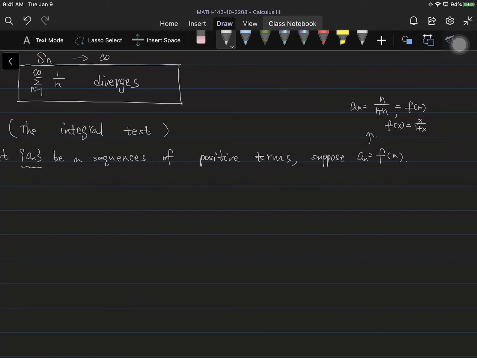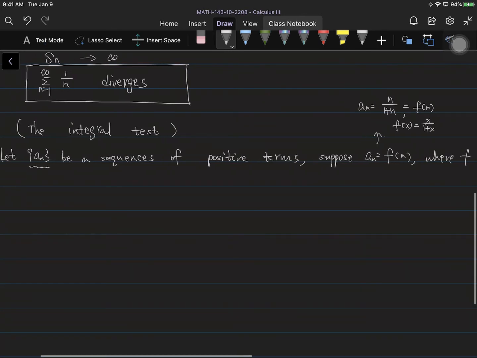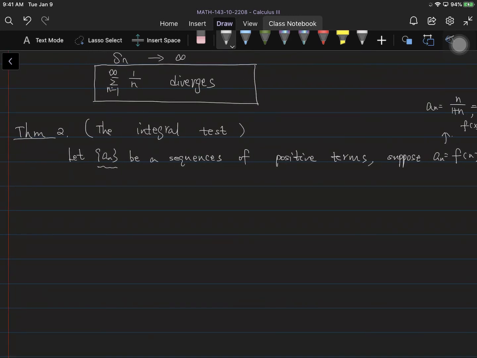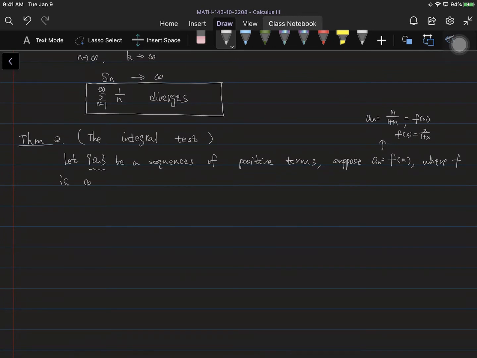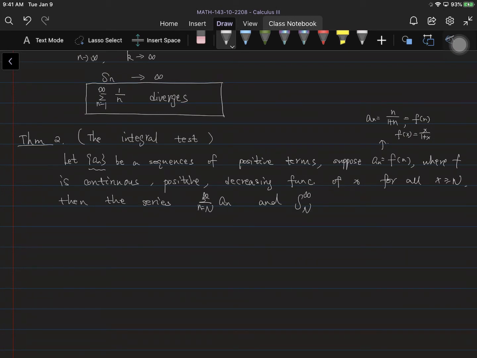That's why we like to set up a function f, where f is a continuous, positive, decreasing function of x for all x greater than or equal to capital N. Then the series, the sum from n equals N to infinity of a_n, and the improper integral of f(x) dx, both converge or both diverge.